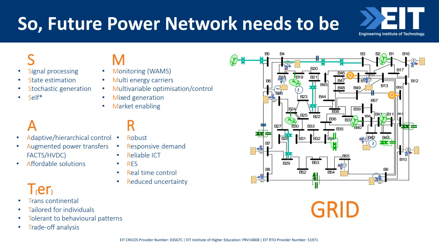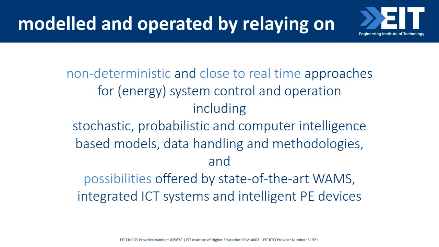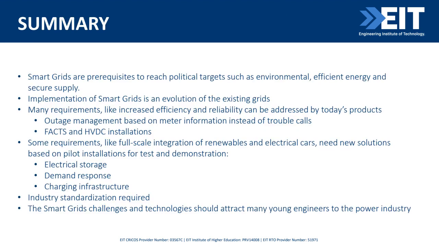And this grid is going to become smarter because, as I told you, it is non-deterministic and very close to real-time approaches, especially when we are looking at system control and operation. This includes stochastic, probabilistic, and computational intelligence-based models, data handling, and methodologies, and the possibility is offered by state-of-the-art WAMS, integrated ICT systems, and intelligent power electronic devices. So, I tell you, smart grids are a prerequisite to reach political targets, such as environmental, efficient, and secure.